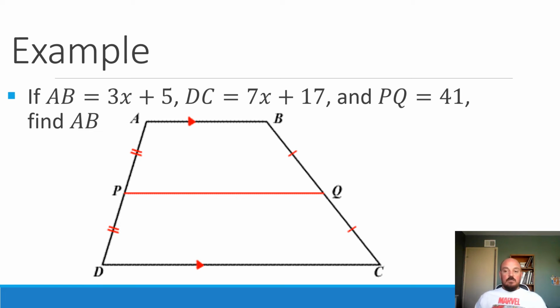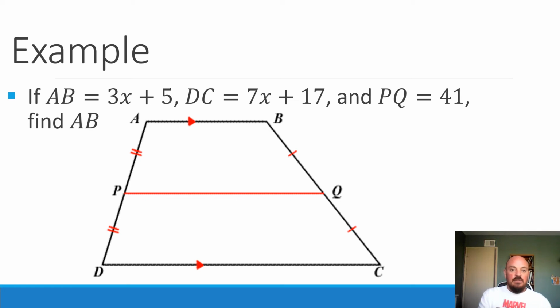Okay, let's do one last question. Mid-segment again, same picture, but this time I made it a little bit harder. Instead of just giving you numbers and asking you to find a piece, I gave you expressions, 3x plus 5, 7x plus 17. But we can still do that. So let's put our numbers in.